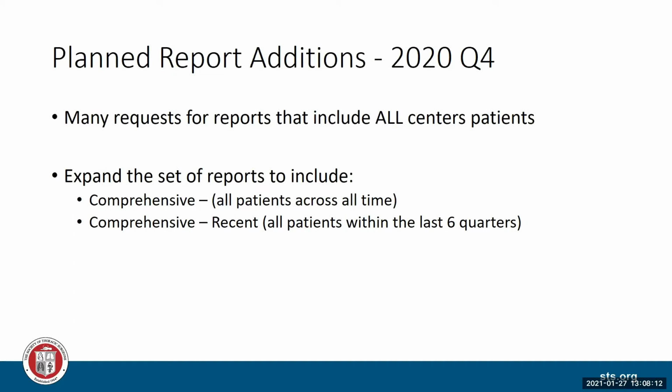So that was all the edits we made last quarter, and we've started working out our list for things that are in the queue for 2020 quarter 4 that will be distributed at the end of March. And many centers have requested just one report that includes everybody. So we're finally at a point where we're just going to add 2 more reports to this collection. One will just be all patients over all time, and one will be patients based on the recent, rolling 6 quarters. But it's not going to be broken into primary versus prior history of VAD.